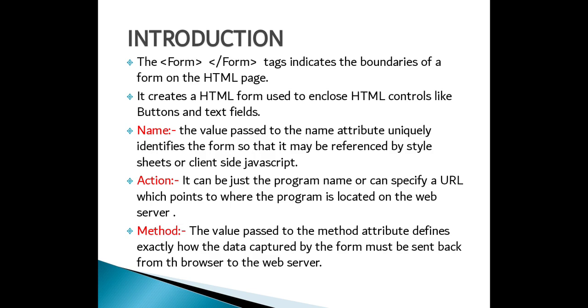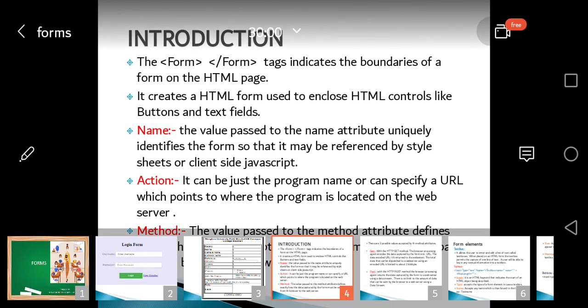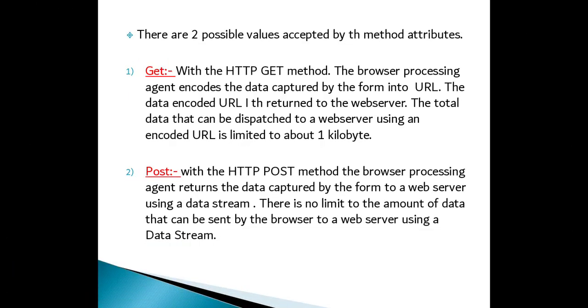Action can be just the program name or can specify a URL which points to where the program is located on the web server. Method means the value passed to the method attribute defines exactly how the data captured by the form must be sent back from the browser to the web server. So these are the three particular attributes that can be used in the form tag. We have two method attributes, that is get and post.